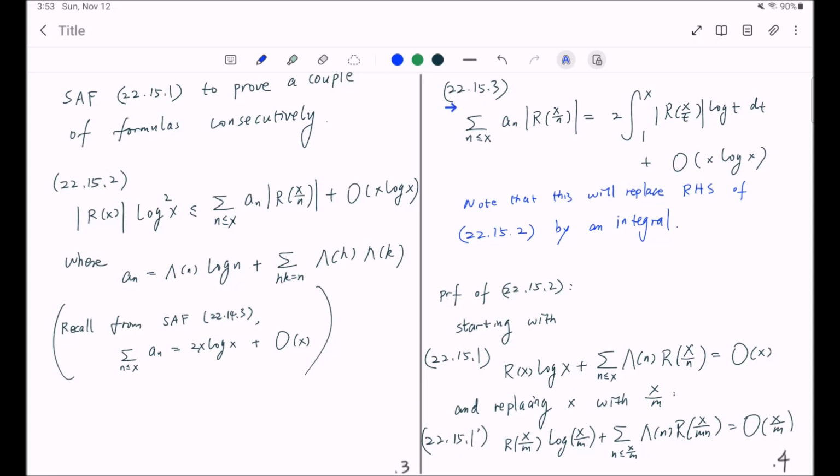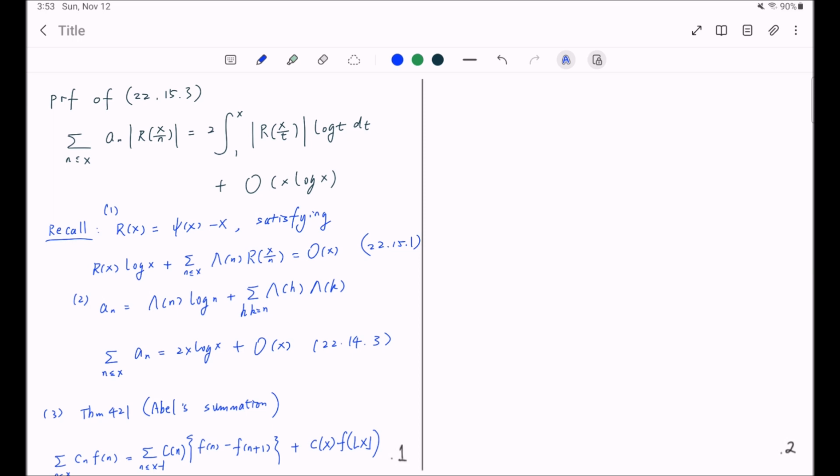Now we'll prove 22.15.3. This formula will replace the right-hand side of the first formula 22.15.2 by an integral. To prove this, we take the difference between this guy and this guy.